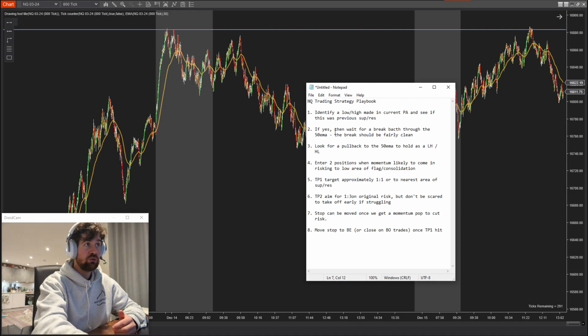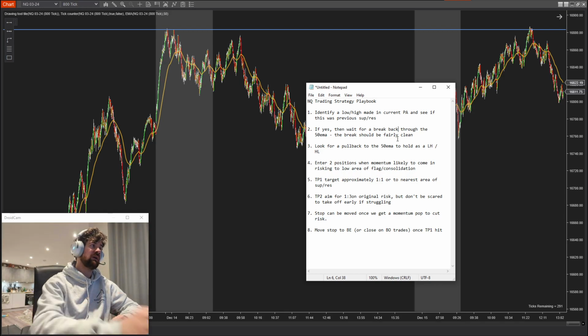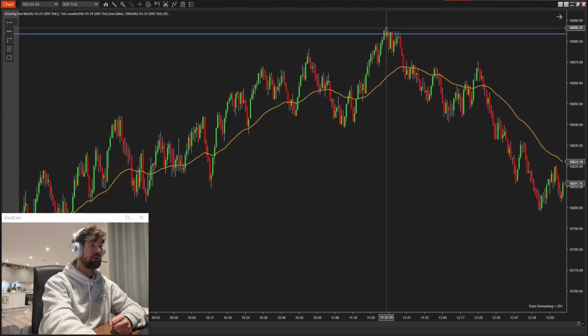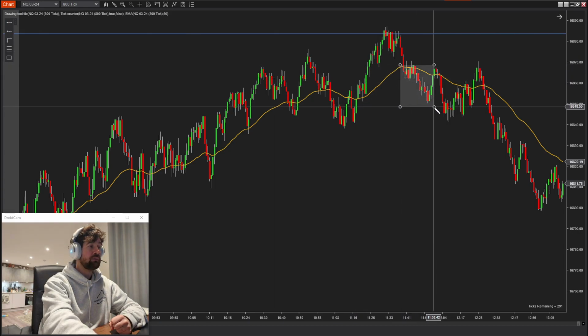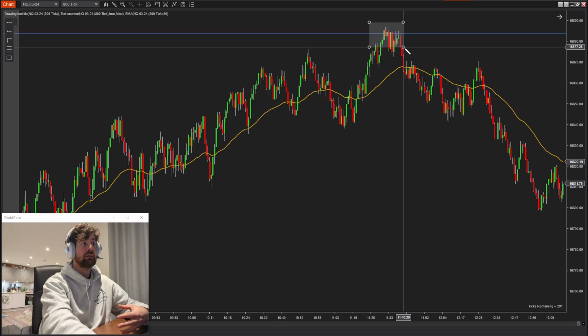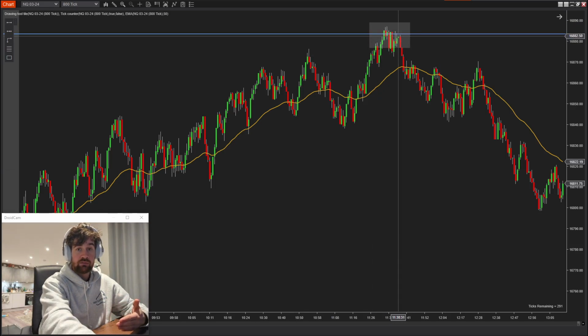If we do have a level that matches a previous level, we want to wait for a break back. Break back through the 50 EMA, and the break should be fairly clean. So essentially what I'm looking for is that high, or low, to be retested, and then get back below the 50 EMA like we have done here. So we're getting back below the 50 EMA, and then I can be pretty certain saying, okay, my edge is in play now because the sellers came in and defended a level that they previously had, which is great.